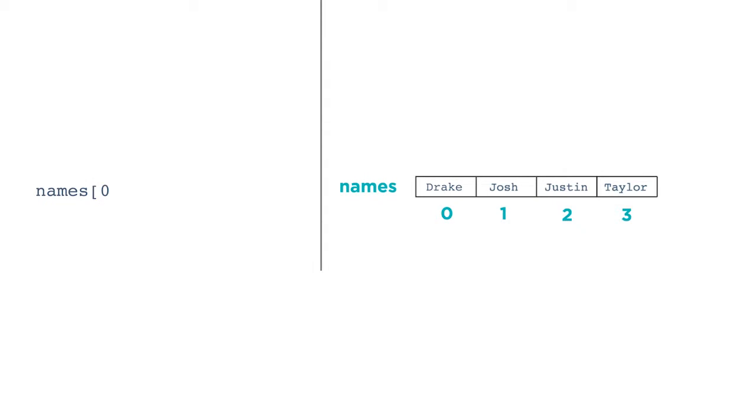You can also assign or update a particular index's value. You refer to the slot the same way. Names at index 0 gets the value Sarah would replace the current value at index 0, just like assigning a new value to a variable.